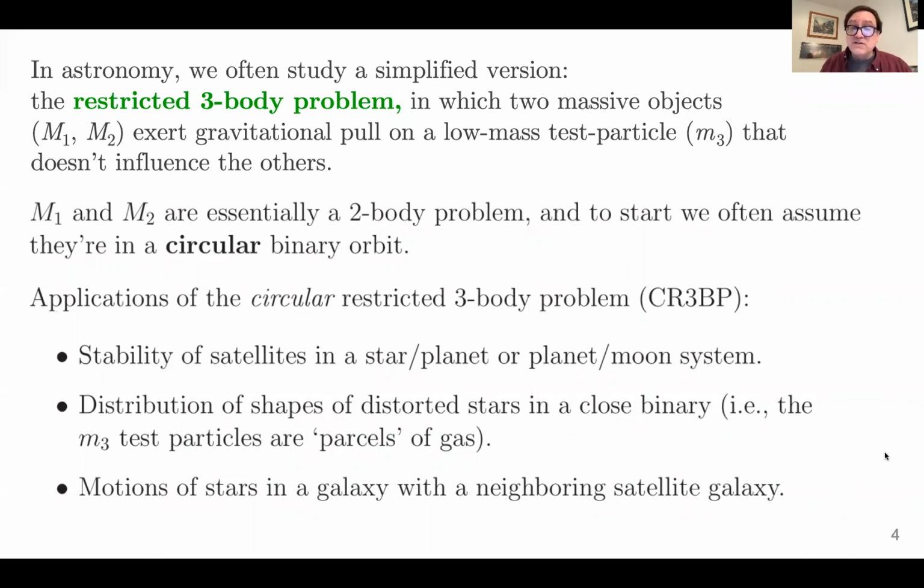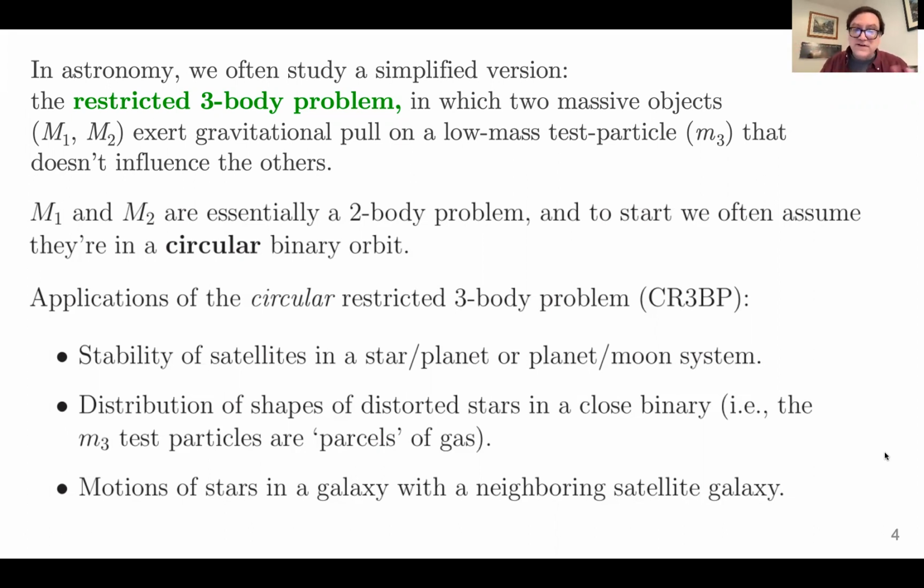If you're sending a spacecraft in the vicinity of a star and a planet, or a planet and a moon, the spacecraft acts very much like that massless test particle M3. Same thing about motions of stars in a galaxy, if there's a neighboring satellite galaxy that's also in orbit around it.